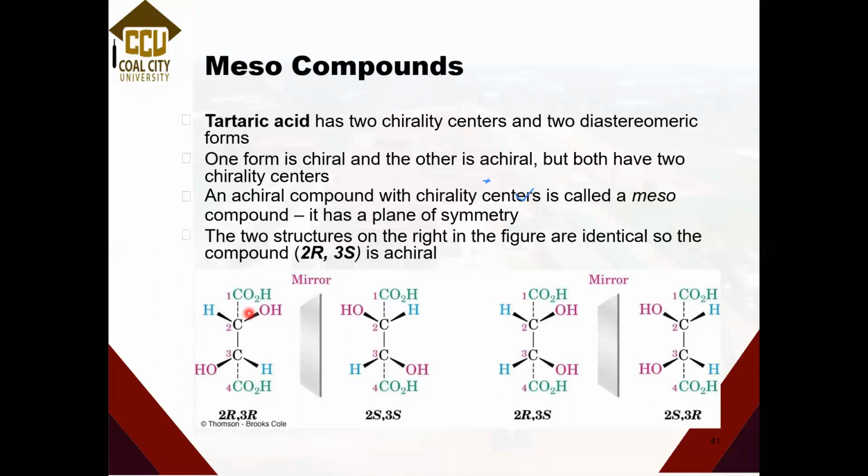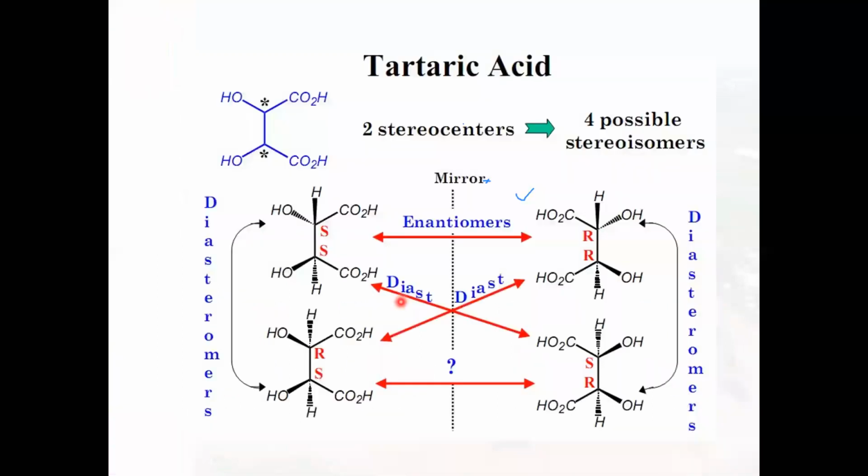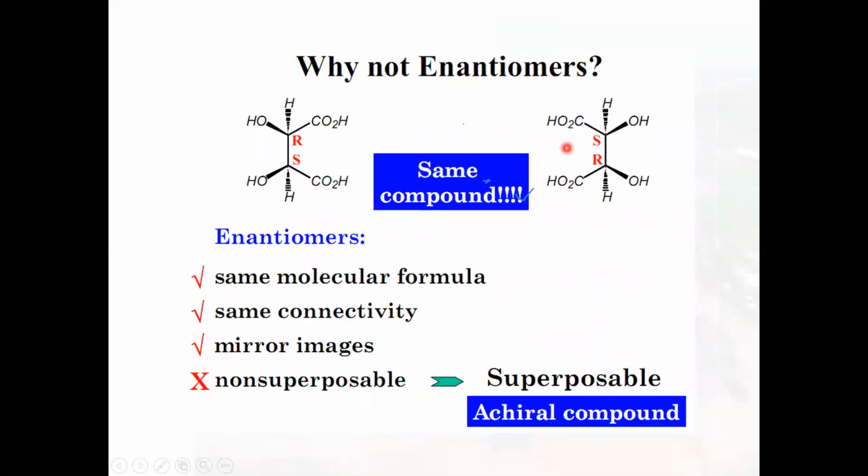So once a compound has a plane of symmetry, we call it a meso compound, meaning that though it has chirality centers, it has a plane of symmetry. There is a way I can draw a straight line here such that the upper part is a mirror image of the lower side, and their chirality will cancel each other out. Tartaric acid, as I explained here, has two stereogenic centers, and 2 raised to the power 2 gives 4 possible stereoisomers.